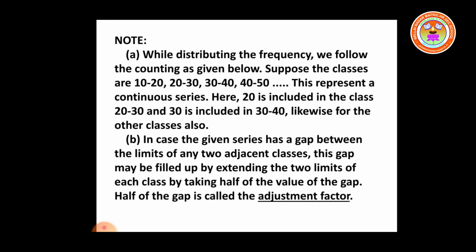Next one. While distributing the frequency, we follow the counting as given below. Suppose the classes are 10 to 20, 20 to 30, 30 to 40, 40 to 50 and so on. This represents a continuous series. Here 20 is included in the class 20 to 30 and 30 is included in the class 30 to 40. Likewise for the other classes also. In case the given series has a gap between the limits of any two adjacent classes, this gap may be filled up by extending the two limits of each class by taking half of the value of the gap. Half of the gap is called the adjustment factor.